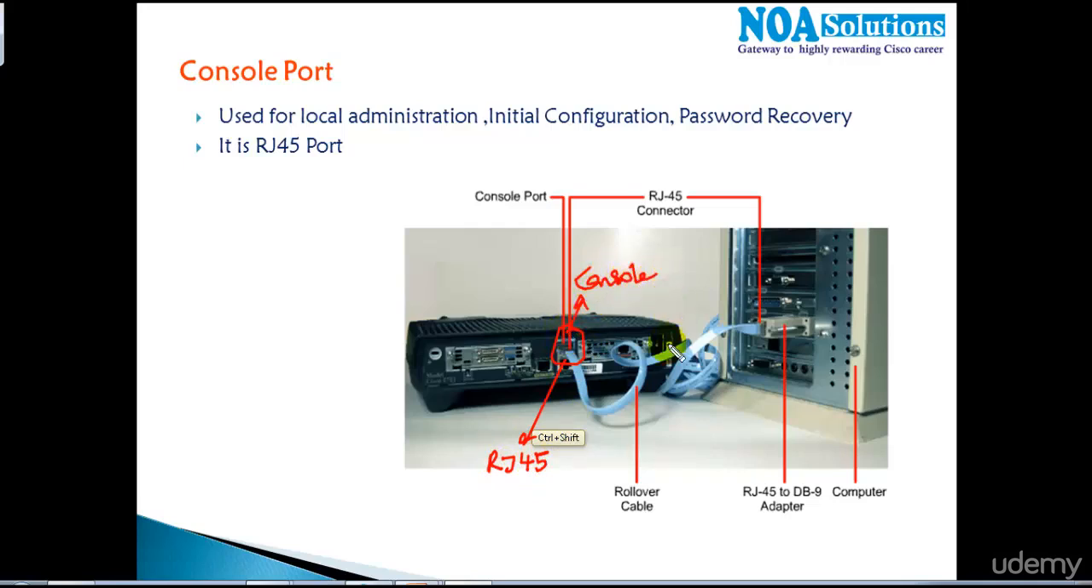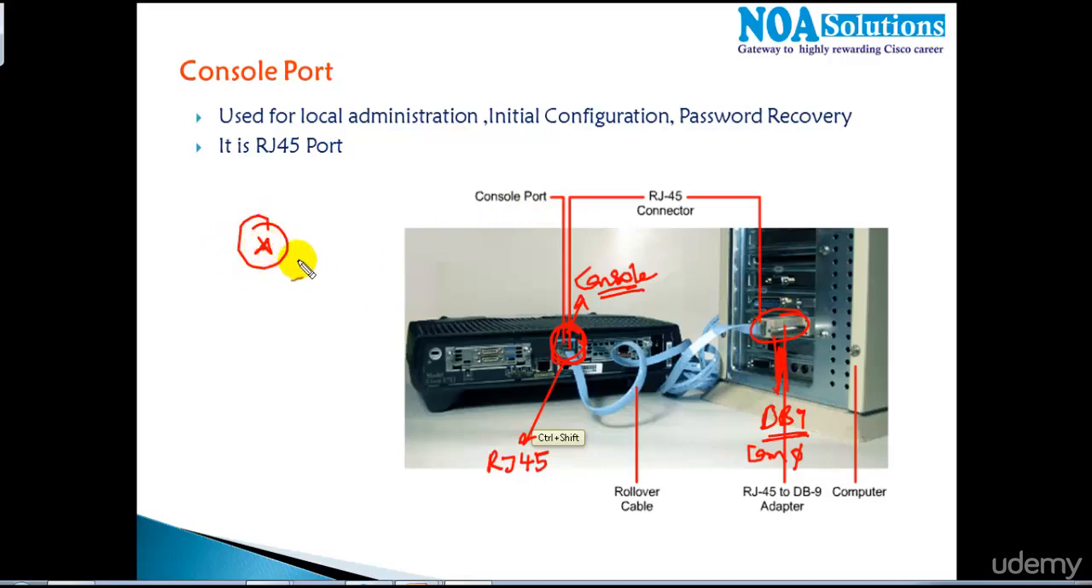This is a console port here. And then the other side of the cable, you have a DB9 port, nothing but your 9-pin port, which generally you'll find on the backside of your computers. We call this particular port a COM port. So what we'll do is connect one side of the cable to this router on the console port, and the other side to the computer, that is your DB9 port. We call this kind of connection a console connection.